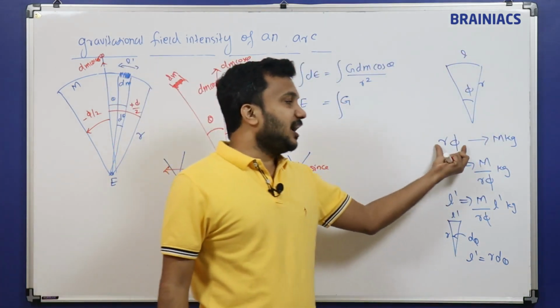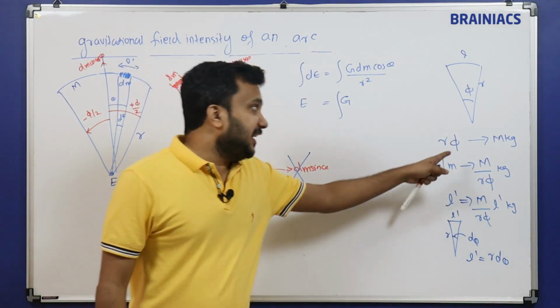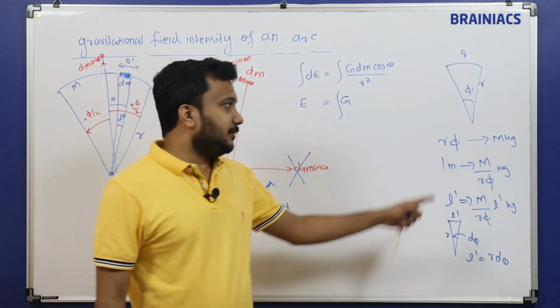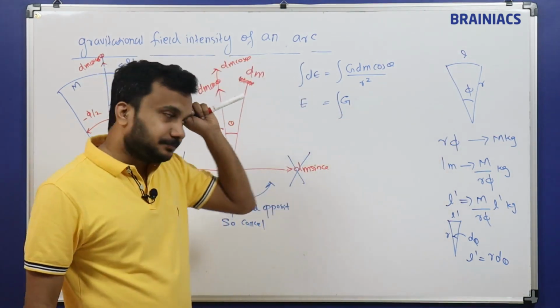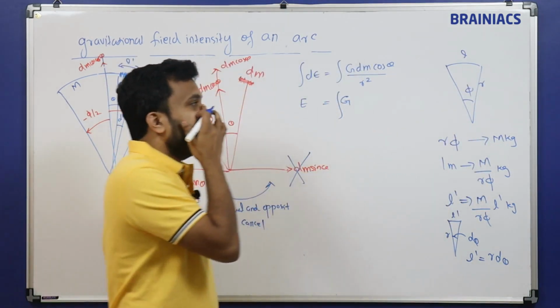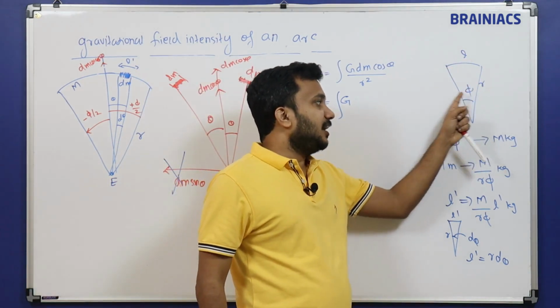So the full length is r phi. What is the value of phi? Phi in a quarter circle is pi by 2. So phi is pi by 2. Angle is equal to arc length by radius, so arc length is equal to radius into angle, r phi.